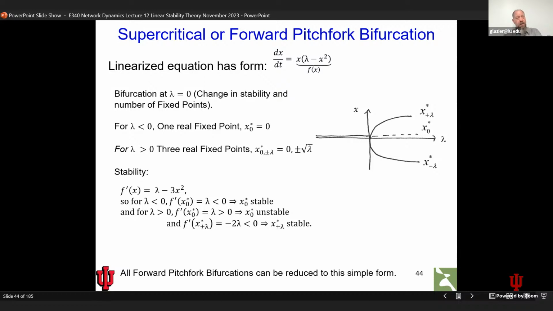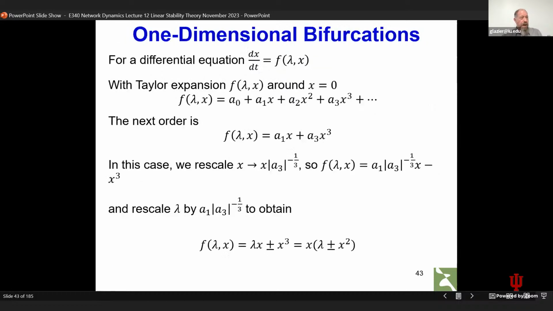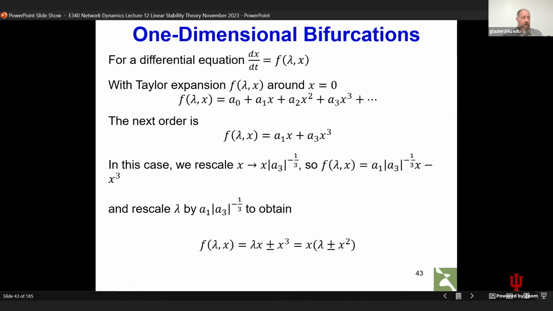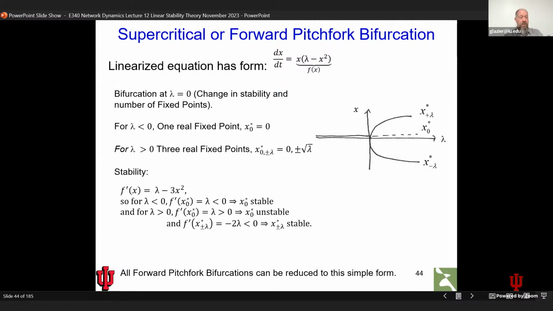You'll notice this looks very similar to the earlier one, where we also had roots at square root of lambda and minus square root of lambda. But instead of nothing on the left, a stable branch on the top and an unstable one on the bottom, we have 0 on the left, stable on the top, stable on the bottom, and unstable in the middle. So these bifurcations are related to each other, but not quite the same.